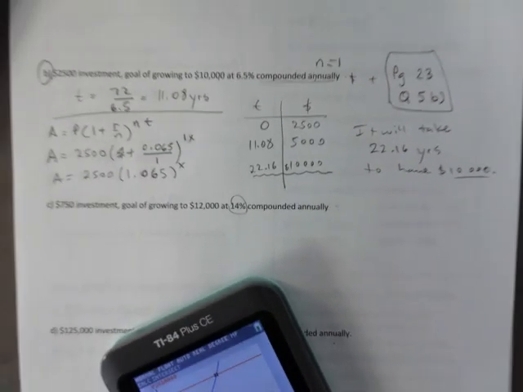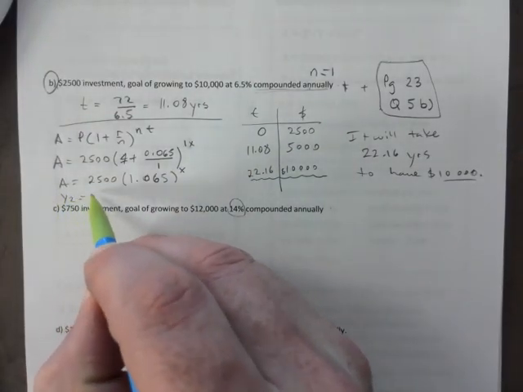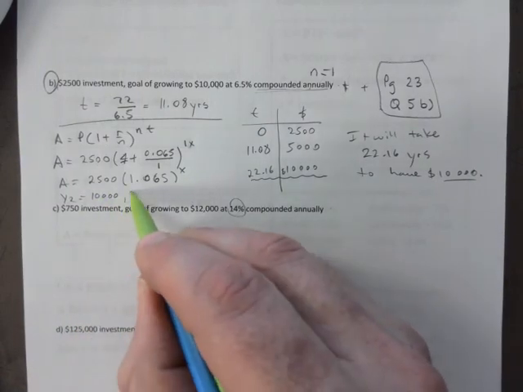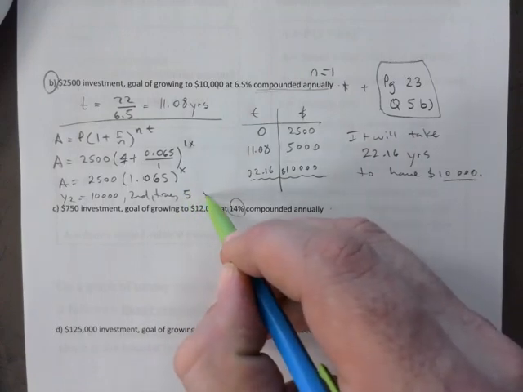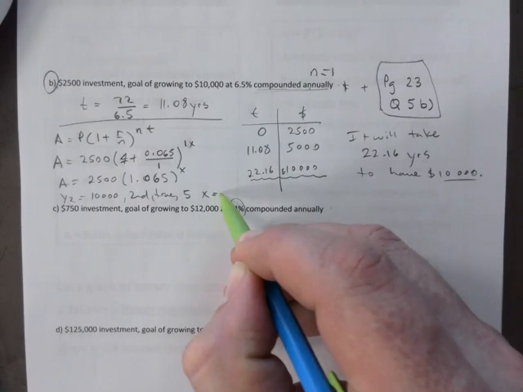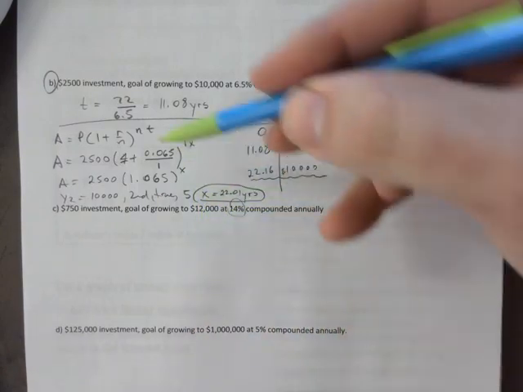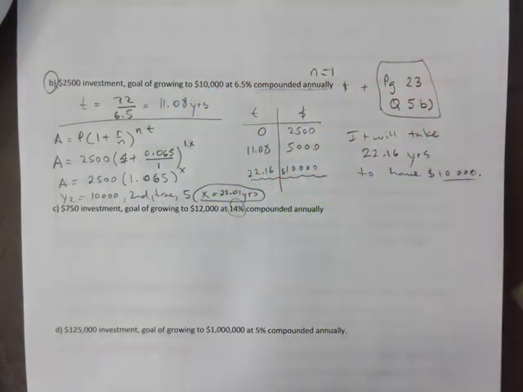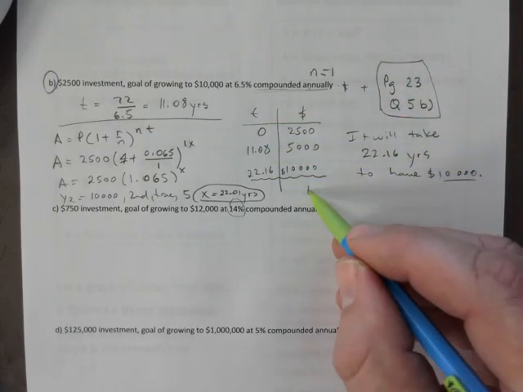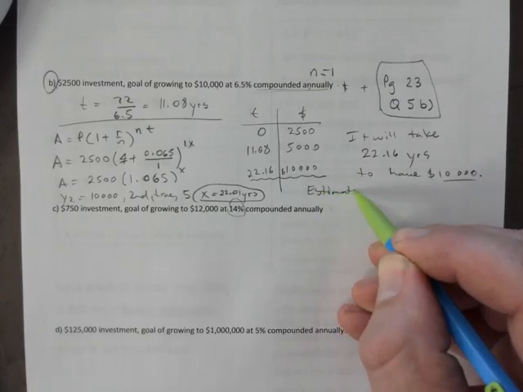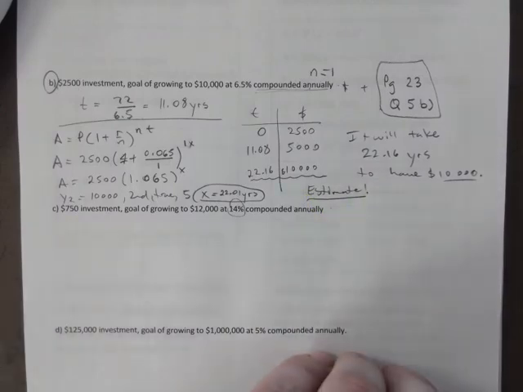So this is just to verify that what we did is actually happening. So we let y2 is equal to 10,000. You go second trace 5, and the time is 22.01 years. Okay, this is actually using technology, but this is what I want you to do here. Okay, estimation. Estimate using the rule of 72. Anyways, I think we've done enough here.